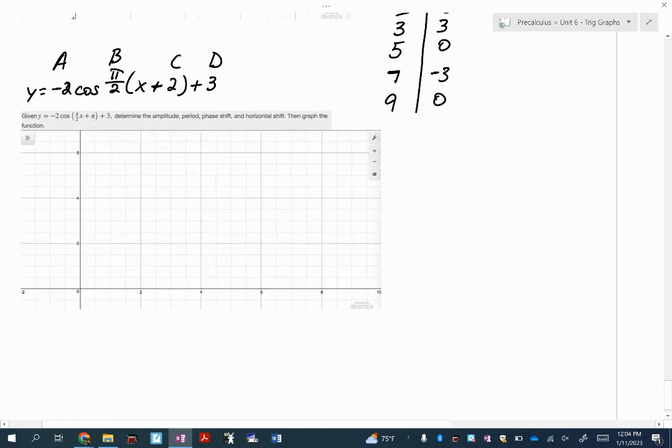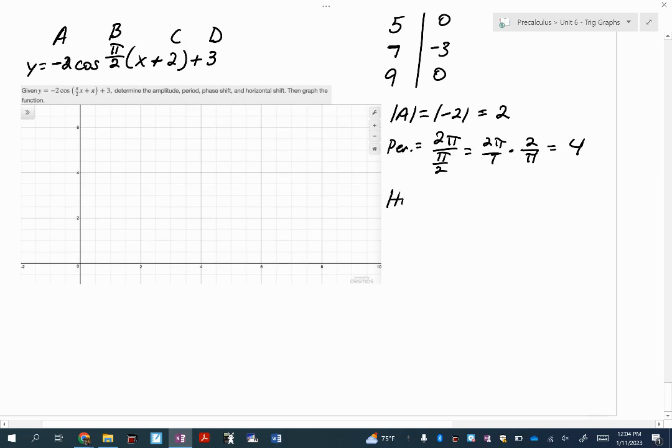So let's start with the amplitude. All right, and I don't care the order which you do this. So the absolute value of negative 2 is 2, so that's the amplitude. My new period will be 2 pi over 2, which is 2 pi over 1 times 2 over pi. So that's going to be 4, which we had previously. Our horizontal shift, think opposite here, is going to be 2 units left. And then my vertical shift is going to be 3 units up.